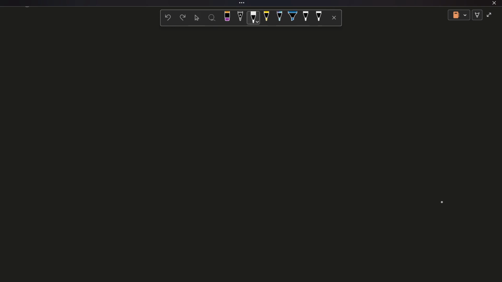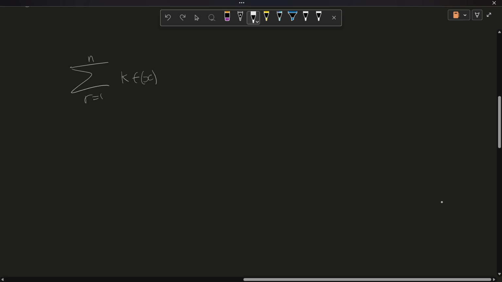Sigma, funky Greek letter. The notation will usually be r equals 1 to the n of some function. This looks shockingly like an integral, as it works almost the exact same way. Why does that look like an S?